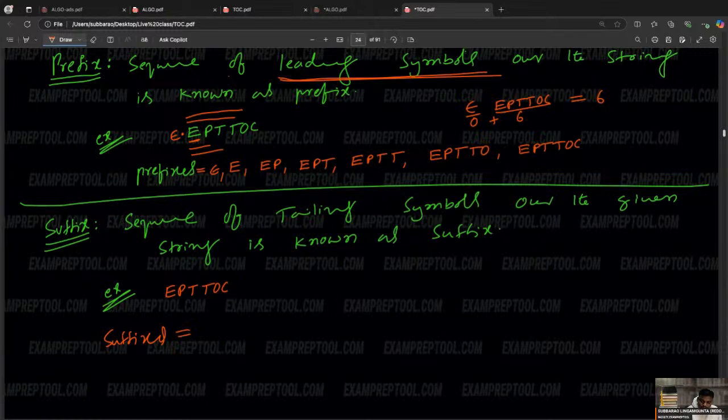Remember, here also epsilon is there. Epsilon is omnipresent, like a ghost. He can be anywhere. Sir, is epsilon there in the middle? Yes. In the first place? Yes. In the last place? Yes. He will be everywhere because his length is 0. On the left side also, the first symbol is epsilon.